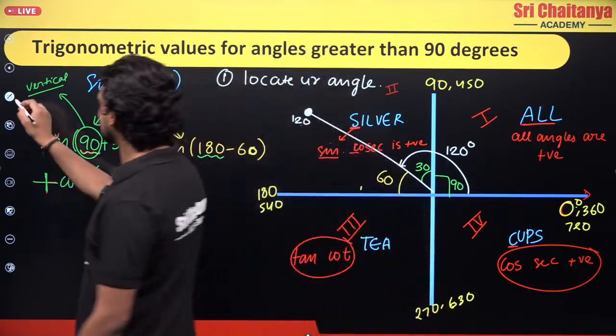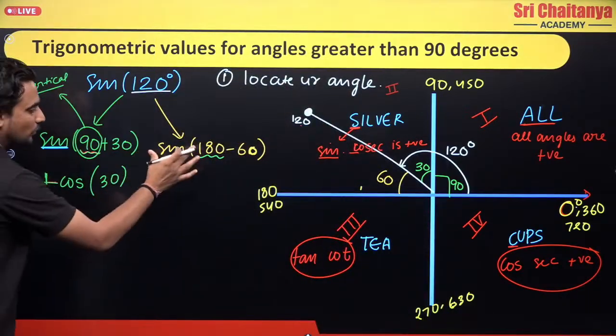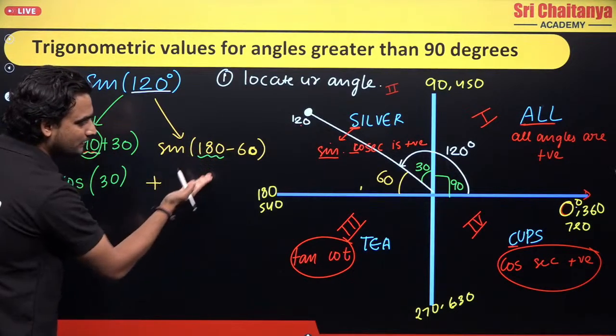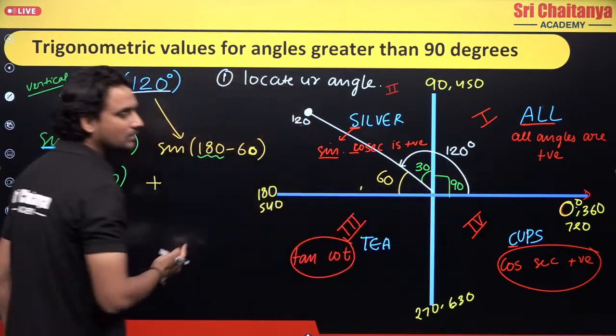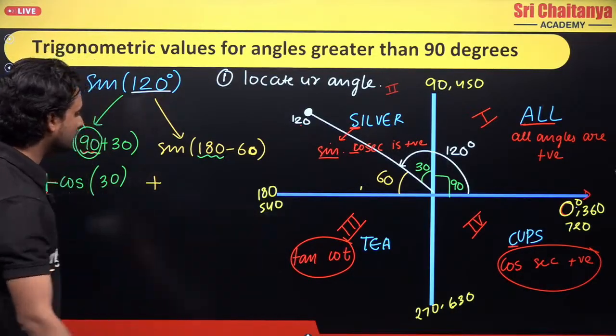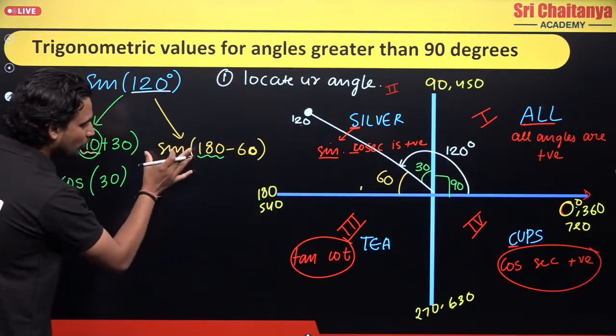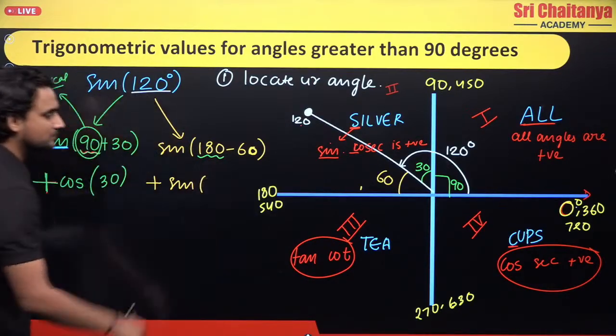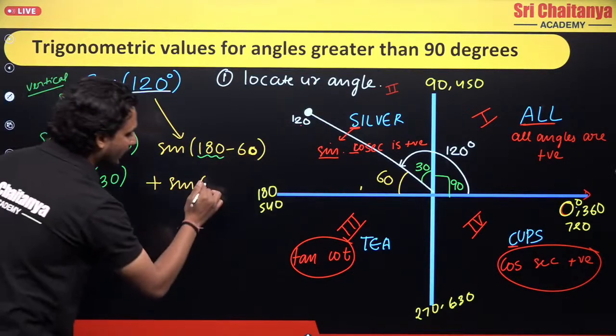Now you will ask a question, sir, what if this is not a vertical angle? Let's say this is 180 and this is a horizontal angle. If you encounter a horizontal angle, you will not change anything. You will keep sine as it is, right? And just write the angle here.